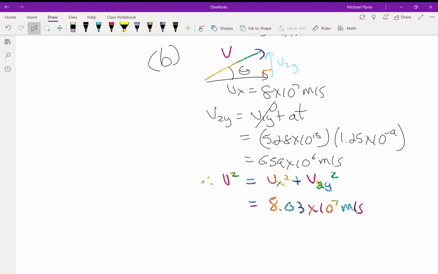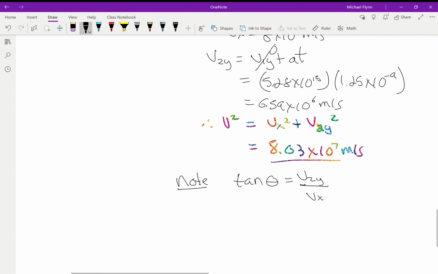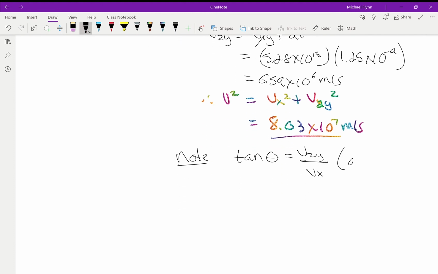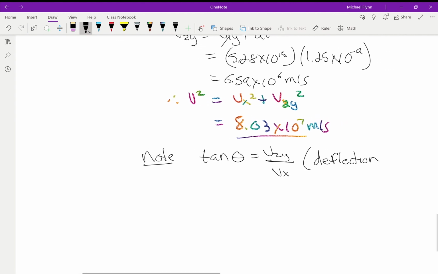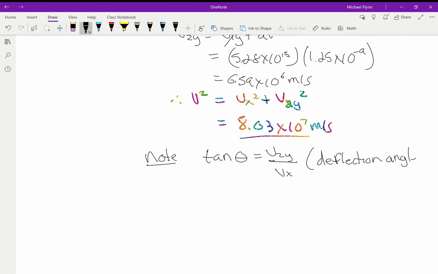And in case you're wondering what theta is, I know they don't ask us. This is the answer. But they don't ask us, but let's find it anyway. I'm just going to say note. The tan of theta will equal V2y over Vx, and this is called the deflection angle. Okay, so that's the deflection angle.